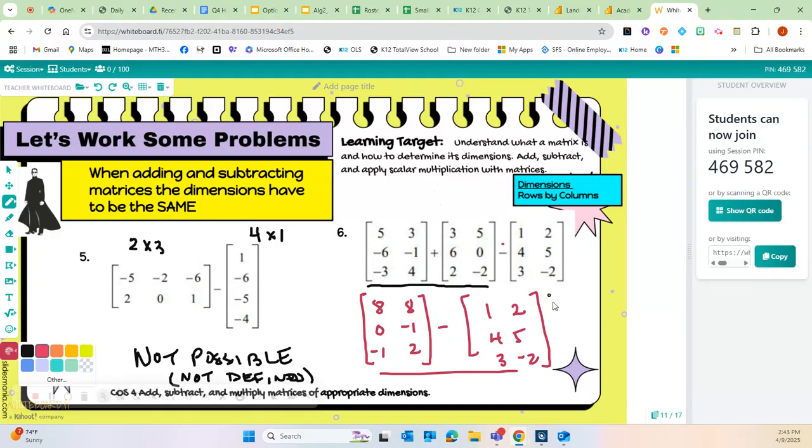So 8 minus 1 is 7. Let's see if I can squeeze this in. 8 minus 2 is 6. 0 minus 4 is negative 4. Negative 1 minus 5 is negative 6. Negative 1 minus 3 is negative 4. And negative 1 minus negative 2 is really negative 1 plus 2, which would be a positive 1. And then you put your brackets around your final answer. So just kind of take your time if you have more than 2 matrices to add or subtract.